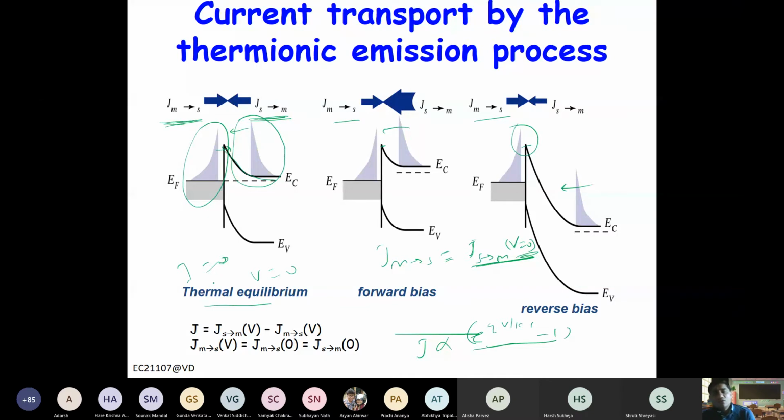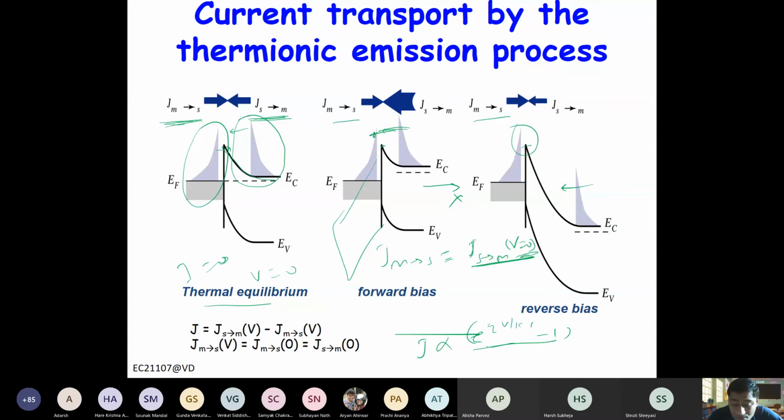Correct. Now, how do we calculate this kind of current? If you see here, we are considering some kind of 1D situation, right? So this is basically your 2D thing, right? And let's say in the X direction, these carriers are moving.